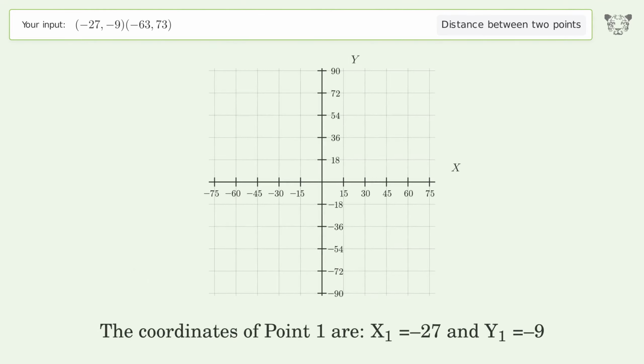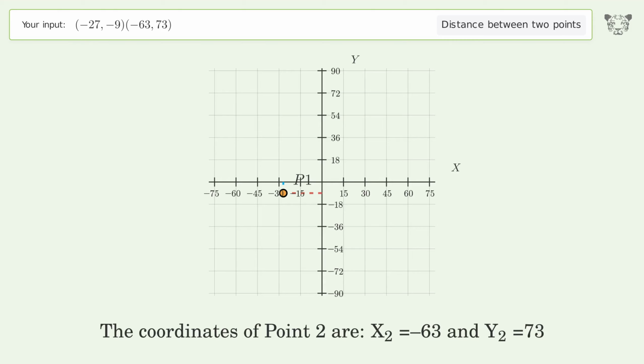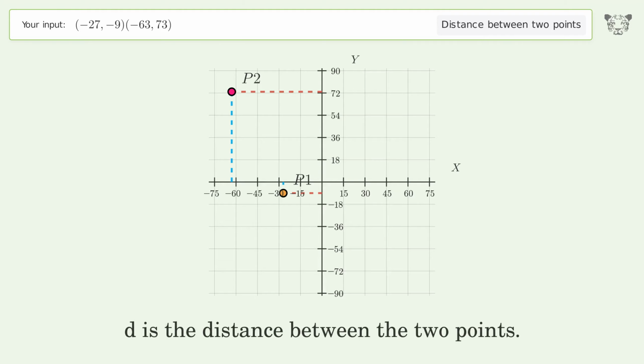The coordinates of point 1 are x1 equals -27 and y1 equals -9. The coordinates of point 2 are x2 equals -63 and y2 equals 73. D is the distance between the 2 points.